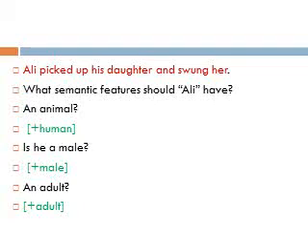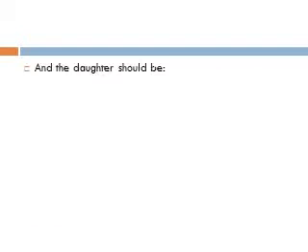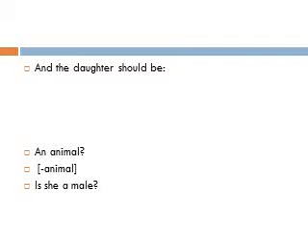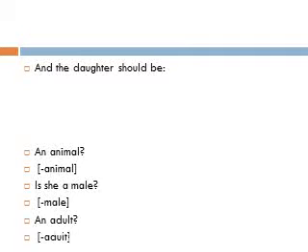The Ali should have plus adult as one of the crucial semantic features of this noun. What about the daughter? Let's see together. Is she a human being or an animal? If we think in terms of the minus, then we'll say that she has the minus animal semantic feature. Is she a male? No, then minus male. Is she an adult? No, then minus adult.